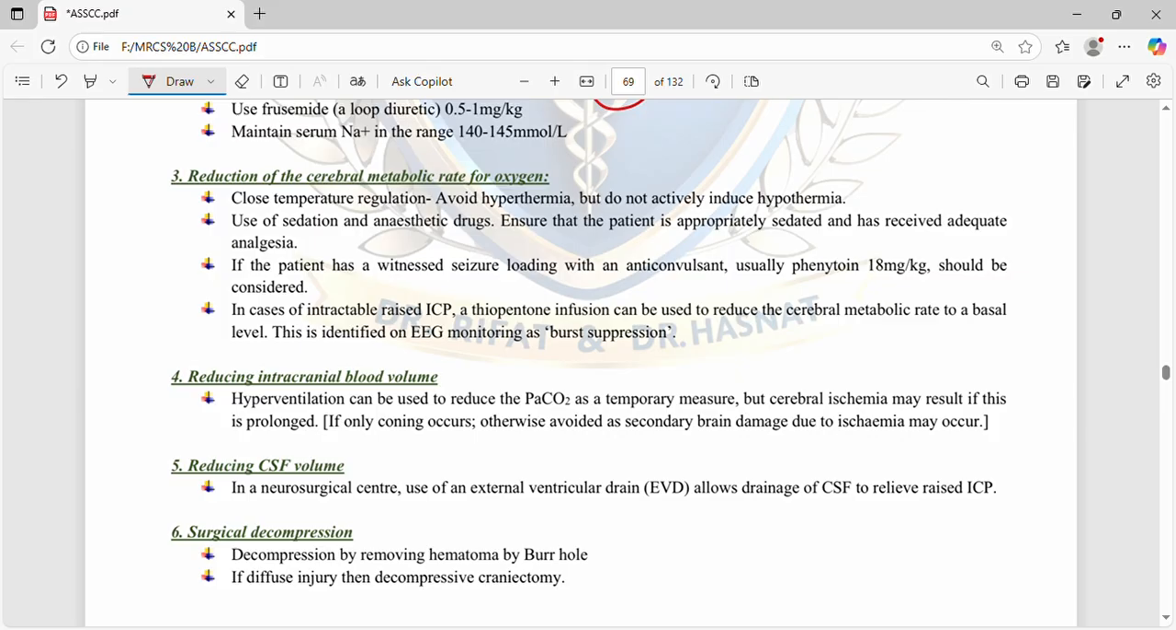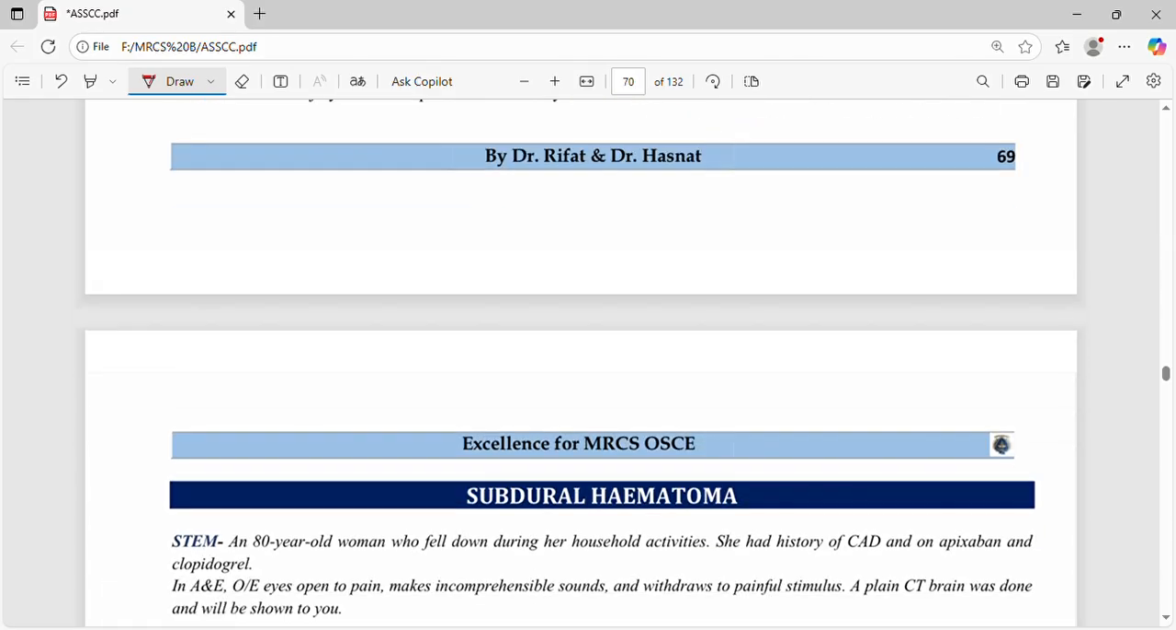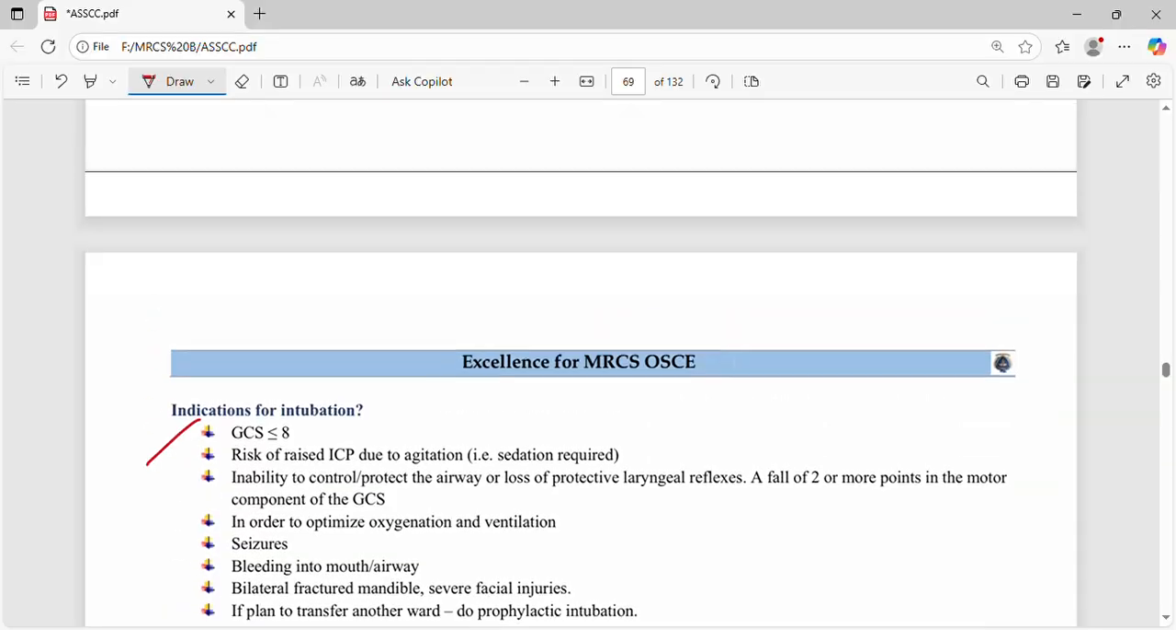Reducing CSF volume: in a neurosurgical center, use of an external ventricular drain (EVD) allows drainage of CSF to relieve raised intracranial pressure. This is very effective, but this should be done in a specialized neurosurgical setup. Surgical decompression by removing hematoma by burr hole. If diffuse injury, then decompressive craniectomy. So this was about the epidural hematoma.